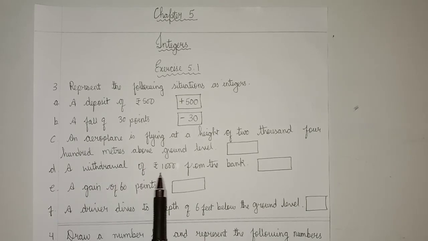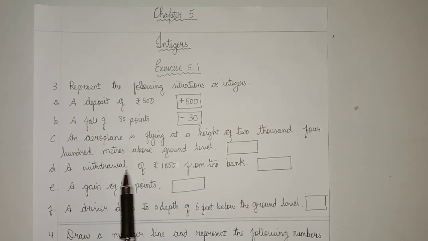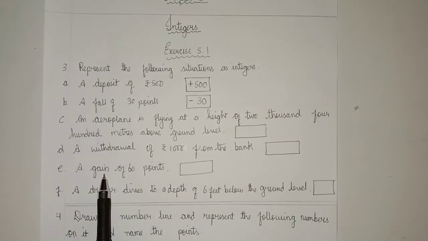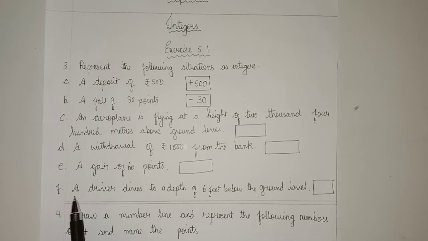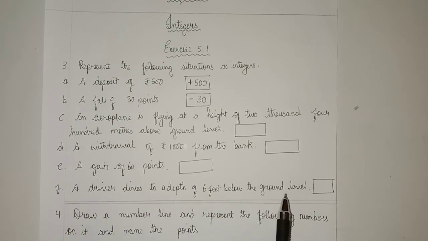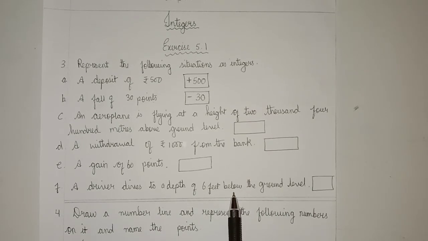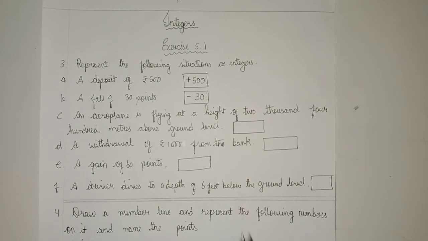Next, a withdrawal of rupees 1000 from the bank. For withdrawal, you have to think plus or minus, then put the number 1000. Number E, a gain of 60 points. For gain, you have to think plus or minus, then put the number 60. A diver dives to a depth of 6 feet below the ground level. The number here is 6, and the sign plus or minus is up to you. Look at the word below, think whether it is plus or minus, then put it in the box with the number 6.